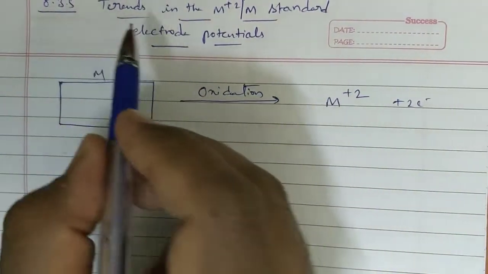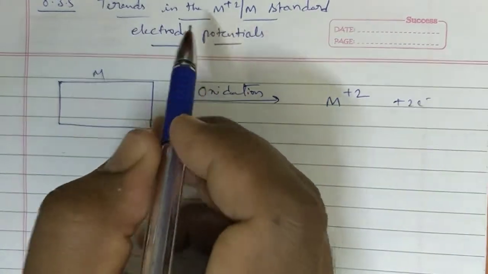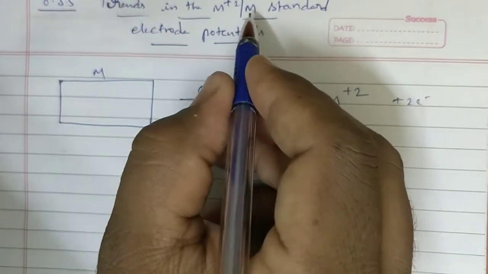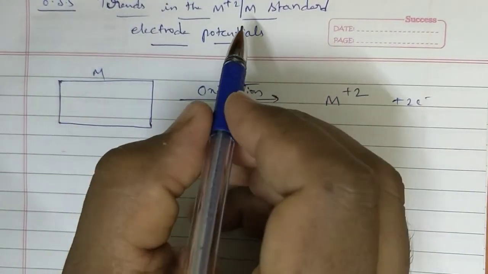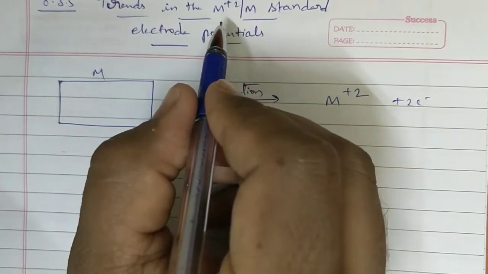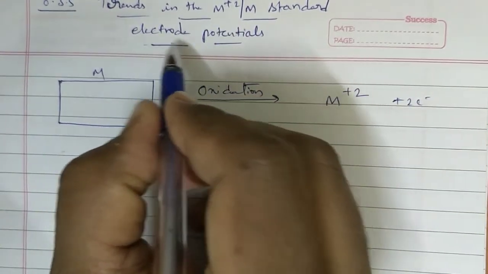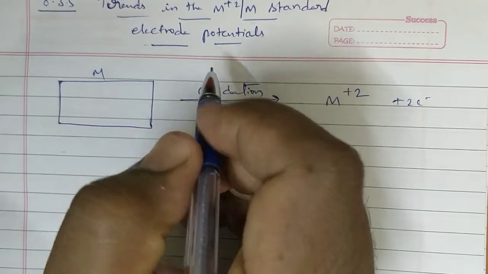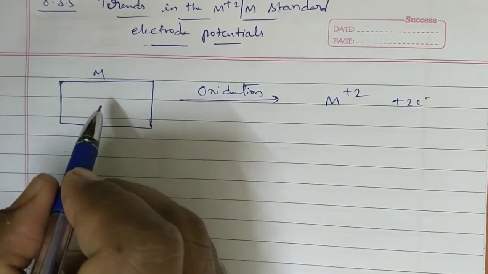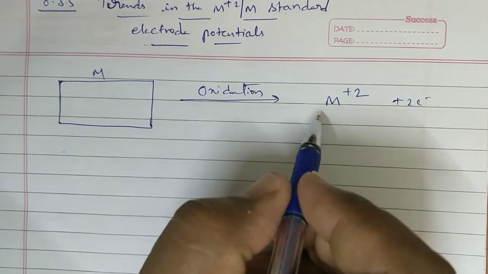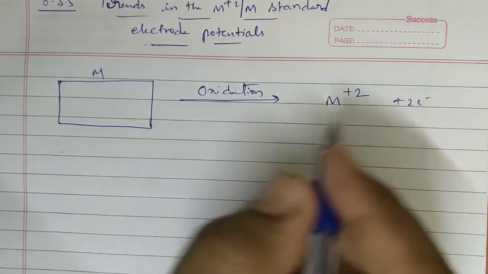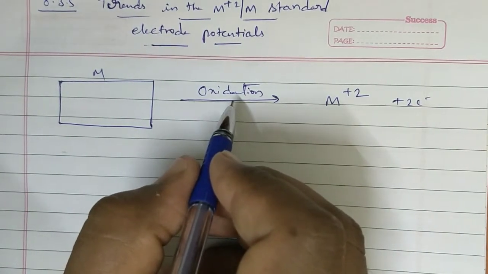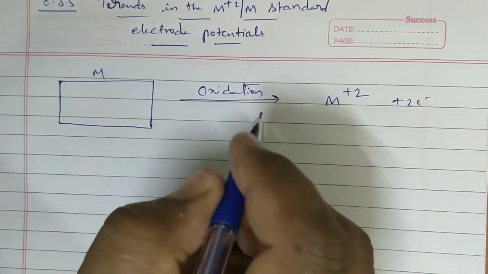Now we are going to see trends in the M+2 such that M standard electrode potentials, meaning when a metal is converted from metal state to M+2, what about their electrode potentials values? How they are going to be varied in D block elements? That one we are going to discuss. So when a metal M is going to be converted to M+2 plus 2 electrons, which process is going to be taken place? Oxidation is going to be taken place.